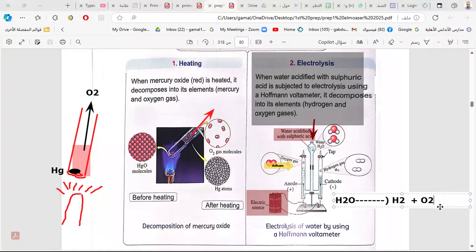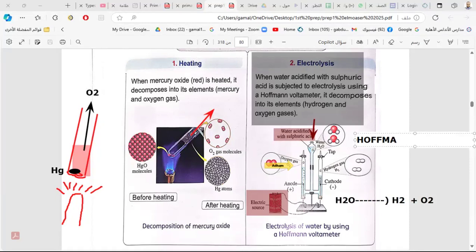We separate hydrogen from oxygen. Where is the hydrogen? The hydrogen is here, nearer to the cathode, in this tube. And the oxygen is nearer to the anode, nearer to this tube. Okay? We separate oxygen from hydrogen by a way called electrolysis. And all of this device, this apparatus, was made by a scientist called Hofmann.